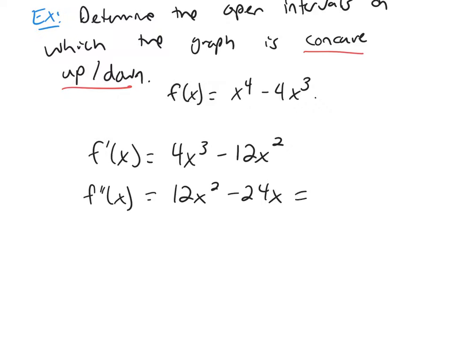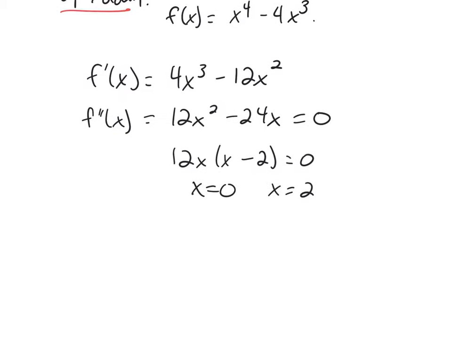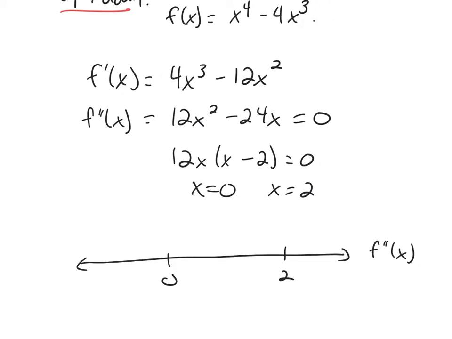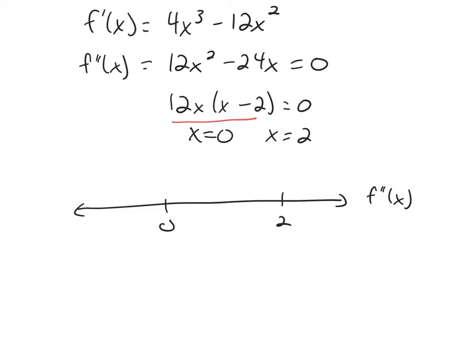So you're going to set this equal to 0, solve, factor out a 12x that they have in common, and you get x equals 0 and x equals 2. So we're going to make a sign chart again, just like we did on the last problem. But now this sign chart is for the second derivative. So we're going to use this factored form right here. Pick some test numbers. So I'll pick -1, 1 and 3 and plug them into your second derivative.